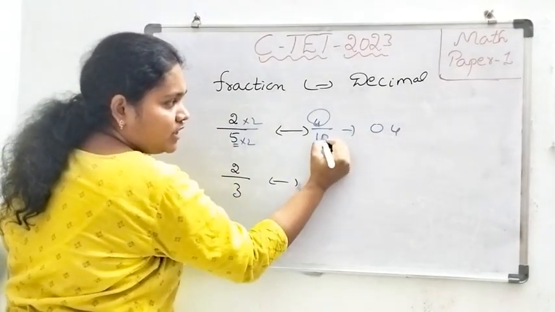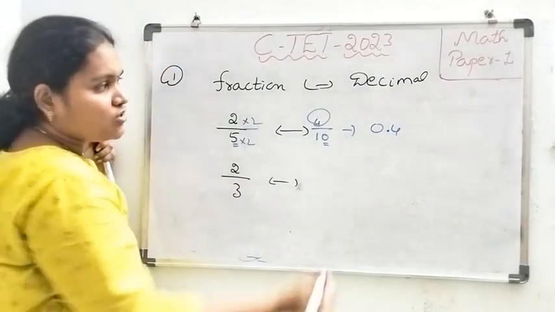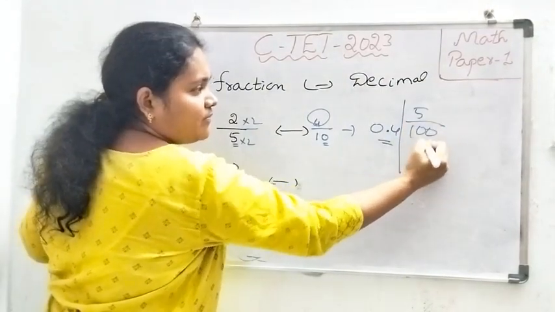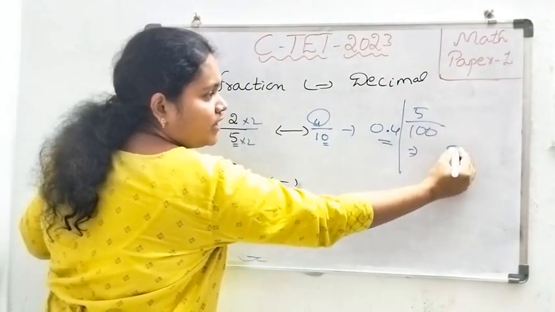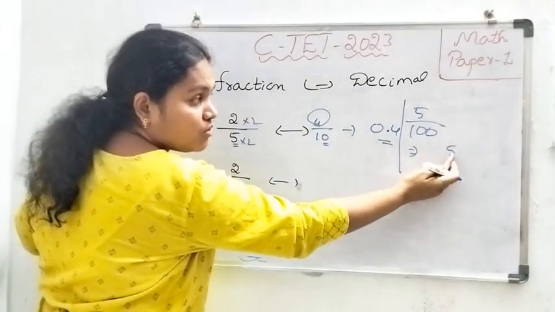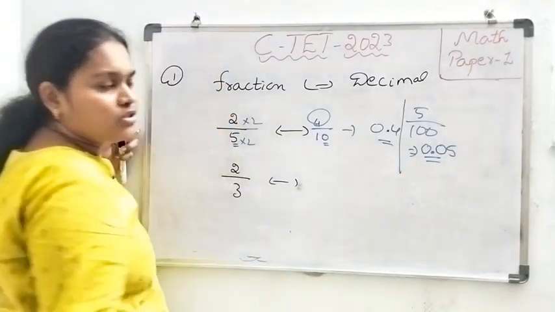So after one decimal, we should keep one digit, so 0.4. Suppose another example like 5 by 100. Then this can be read as 5 as it is, with 2 zeros. So only one digit is there, so 1 and another 0 we should keep, and then we have to write 0.05.